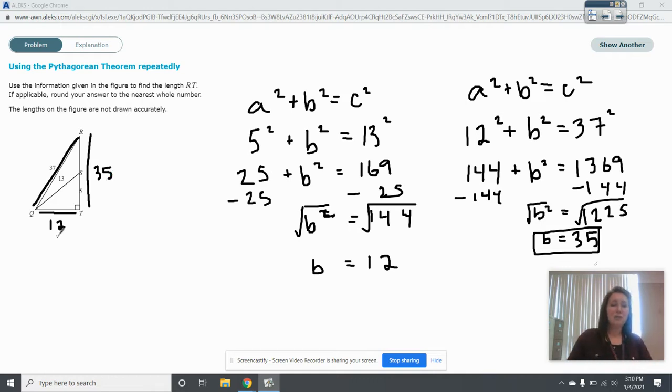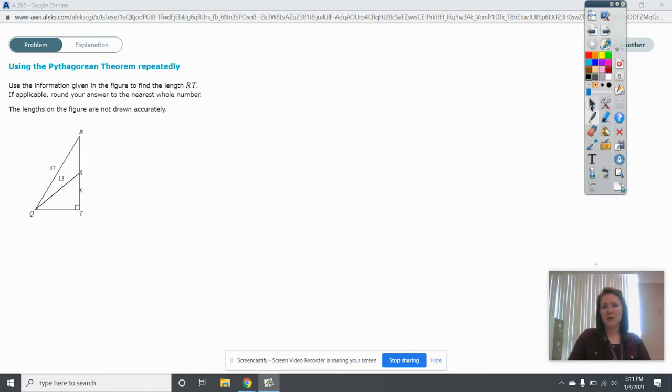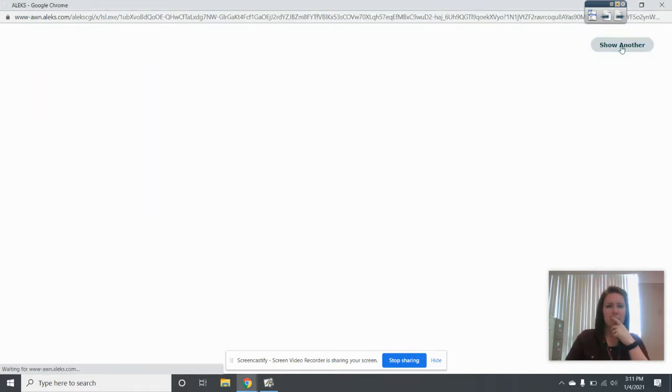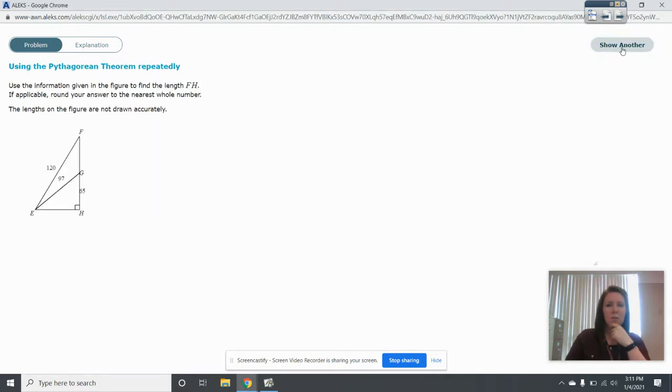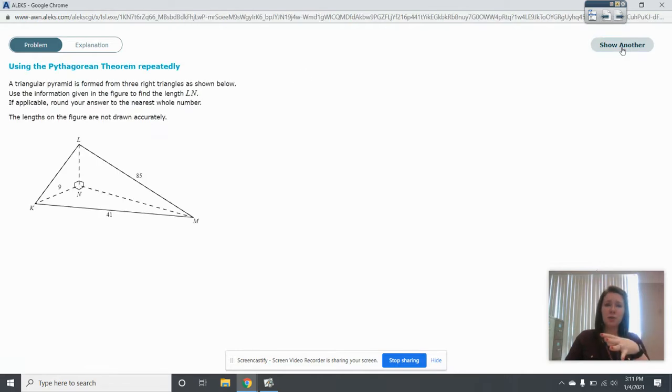We had to find this first before we could use Pythagorean theorem to find what we actually cared about, which was this side. Now I'm going to clear this. Maybe, there we go. And we're going to go ahead and do another that looks different. So it might take a minute. But we're going to do another one that instead of having two triangles on top of each other, here we go, it's actually like a three-dimensional shape.